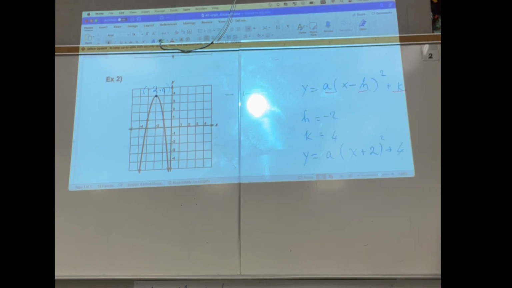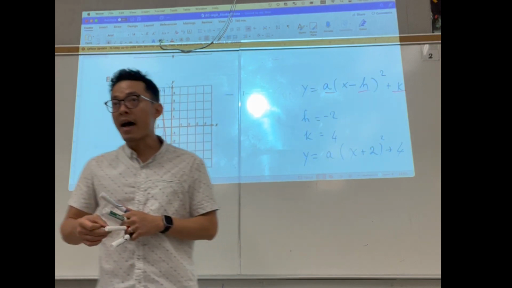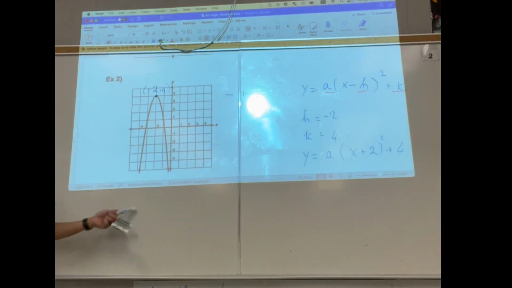Now, how can I find A? Based on the note, how can I find A? Yeah, Louis. You find an extra point, right? What is the extra point you can tell here? Remember to choose the point right on the spot. If you choose the wrong one, the one that's not on the spot, it's not going to be correct.